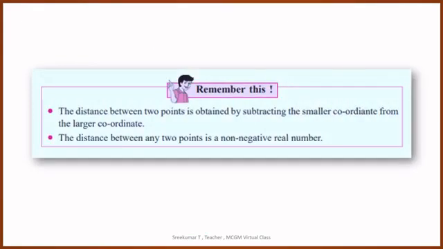You are supposed to remember this. You can just note down in your book. This is the conclusion of this video. The distance between 2 points is obtained by subtracting the smaller coordinate from the larger coordinate. The distance between any 2 points is a non-negative real number. And the next topic is about betweenness, which will be dealt in the next video.